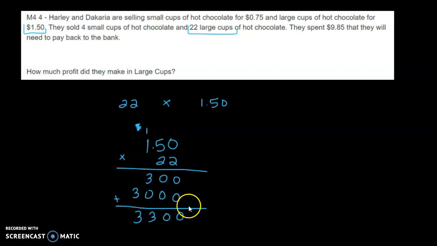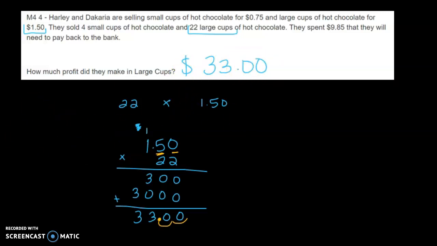Now, to determine where the decimal goes here, we have to look at how many numbers were behind the decimal in the original problem. Well, in this case, we have 2 of them again, just 5 and 0. So we need to move our decimal 2 times because there was 2 numbers behind the decimal. So how much profit did they make in large cups? Well, they made $33.